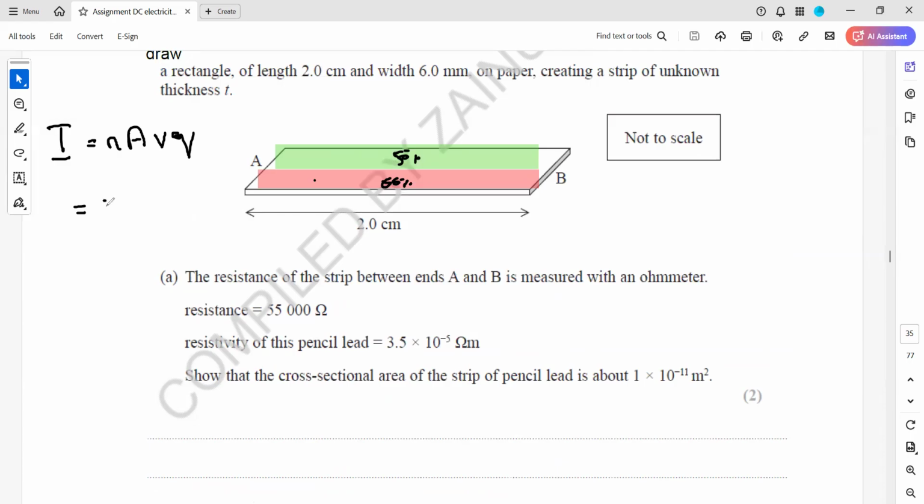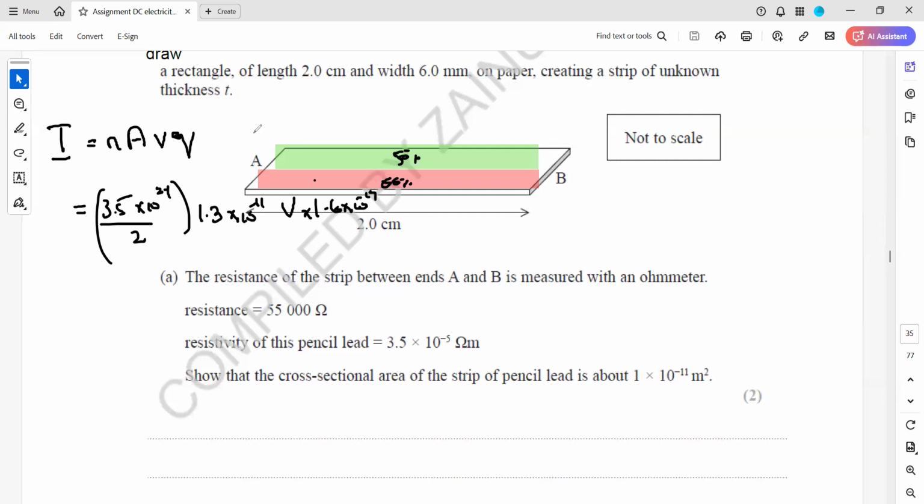So this will be 3.5 exponent 24 divided by 2. Why divided by 2? Because it's 50% clay and 50% graphite. A is the cross-sectional area, which we calculated in the previous part. That was 1.3 into 10 to the power minus 11. V is the drift speed, we don't know, and q is the charge of one electron, that is 1.6 into 10 to the power minus 19 coulomb.